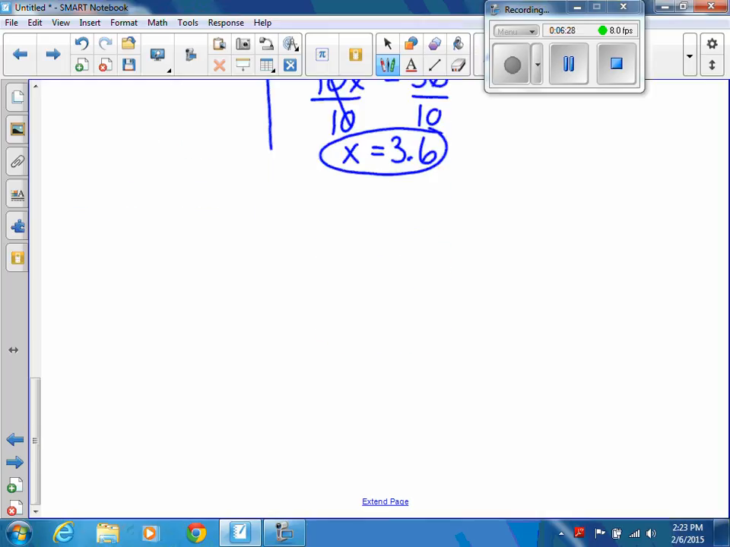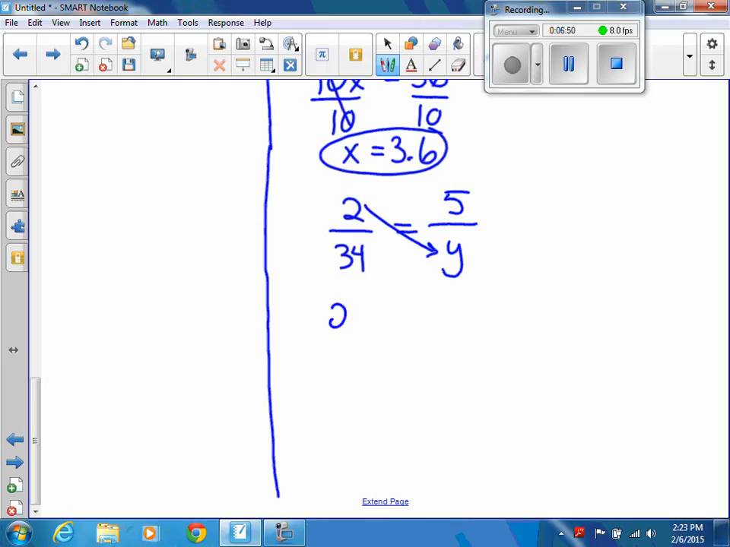Let's do one more like this. Let's say that I had 2 over 34 is equal to 5 over y. Okay. Again, I'm going to cross multiply. So this is going to be 2 times y. So that's 2y is equal to 34 times 5. That gives me 170. We're going to get rid of the 2. Divide both sides by 2.